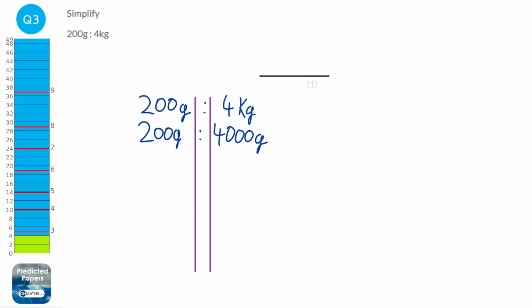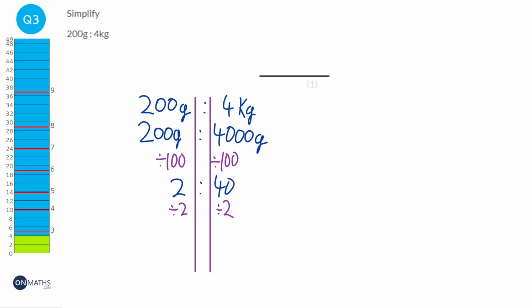Okay, so I'm going to remove the units now, and we're just going to focus on the numbers. So we can divide both sides by 100 straight off the bat, so we've got 2 to 40. We can see we can divide them both by 2. And so we've got 1 to 20. And so it's 1 gram to 20 grams, or just 1 to 20.